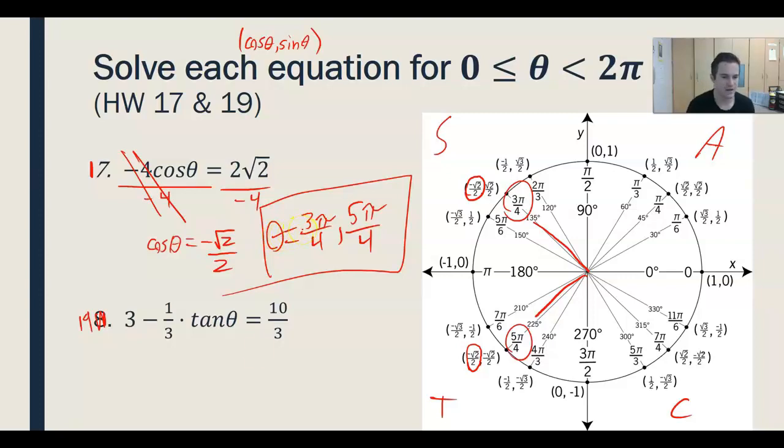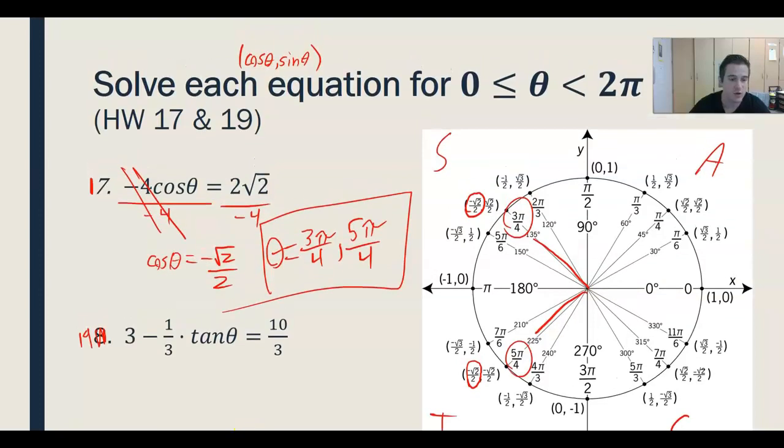Okay, awesome. Next, I have 3 minus 1/3 times the tangent of theta equals 10/3. So this one is, again, number 19 on your homework. I'm doing this one together because it's kind of beautiful.